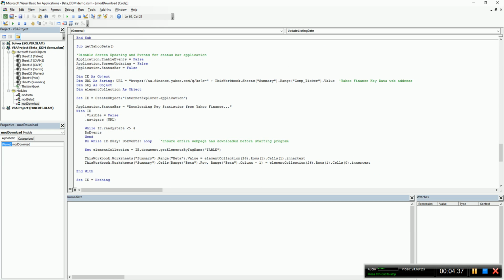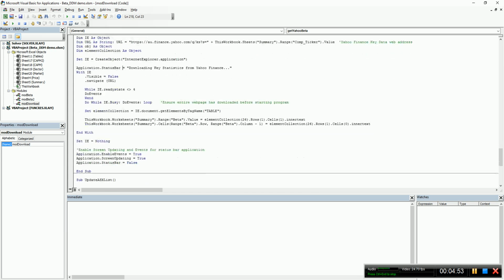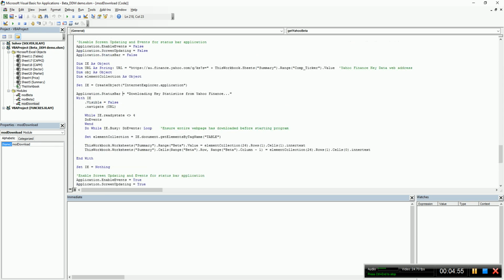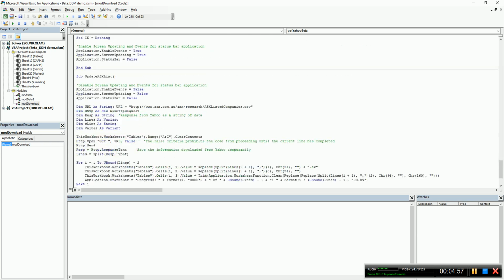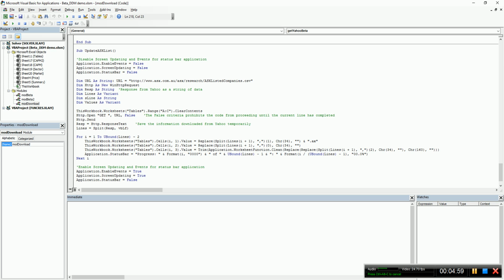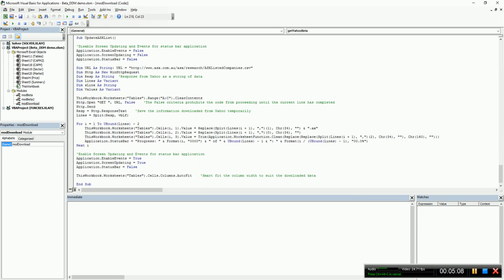Yahoo Beta. This one is also not incorporated into this version of the spreadsheet, as Yahoo Finance rarely has beta data available for companies, at least ASX listed companies. So that code's there if you want to use it, but it's not currently incorporated into the spreadsheet. And this updates the ASX list, gets the latest one from ASX.com, downloads a CSV file, and then copies it into the spreadsheet.